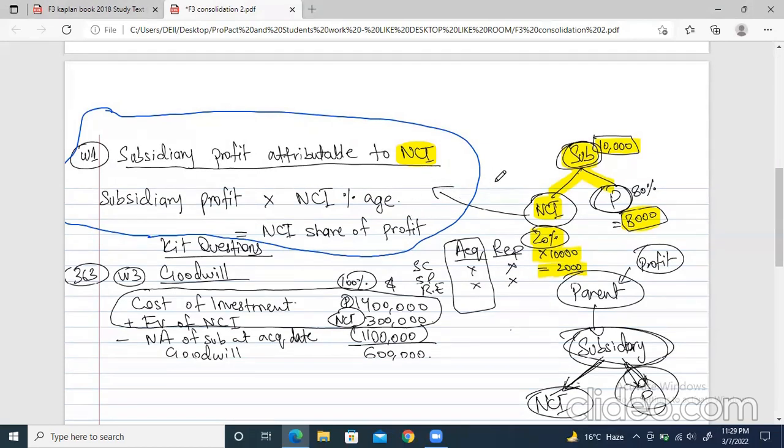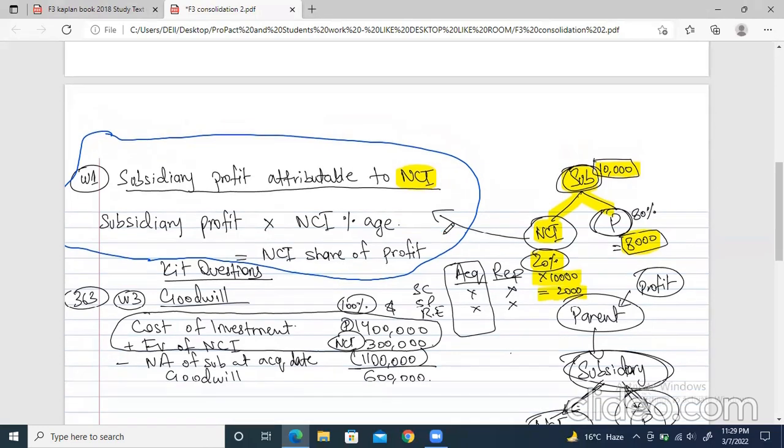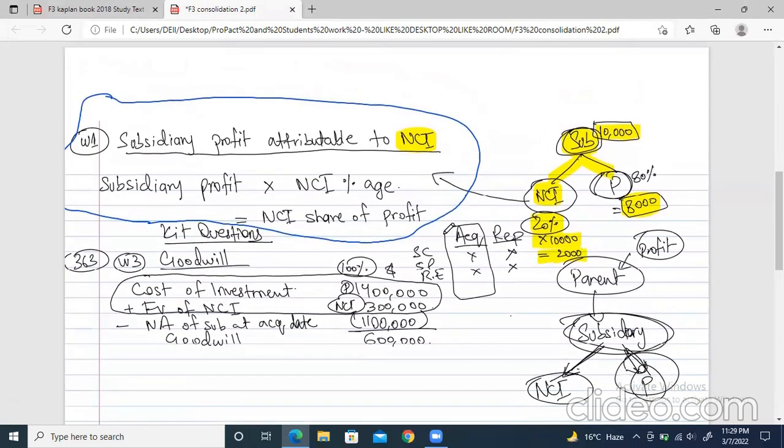So they are the owners of 20% of the share of profit of the subsidiary as well, because they are still owning it. They are not forced to sell their shares. They are still owners. They are not the majority, but still there is 20%, right? So what we have to do is divide the subsidiary profit between the NCI and the parent.